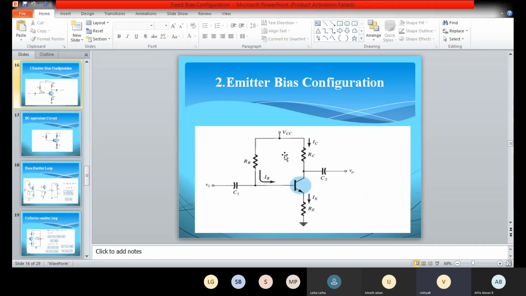Next, we shall discuss the emitter bias configuration. For fixed bias, resistance is connected for the base and for the collector also. In this, resistance is connected for the base, collector, and emitter. Okay, emitter bias configuration. For the DC equivalent circuit, what will we do? We will make the capacitor an open circuit.